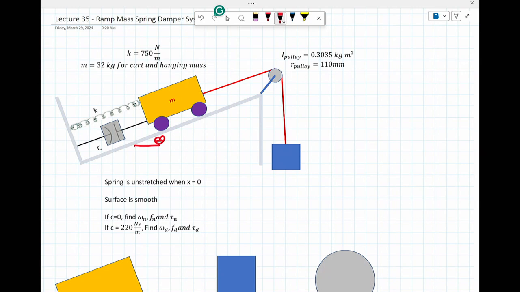And if C is equal to 220 Newton second meters, find omega d, tau d, and Fd. So if C equals 0, you have a mass spring system. If C is not equal to 0, it's a positive value, so it's never going to be less than 0. It's going to be a damped problem.